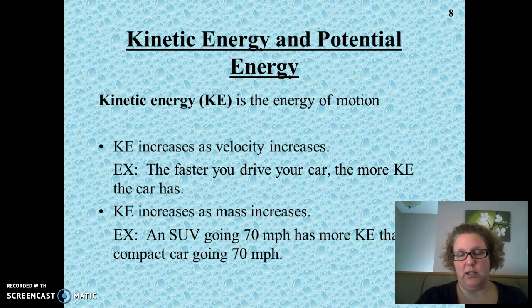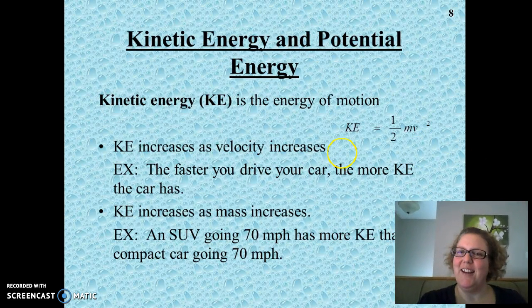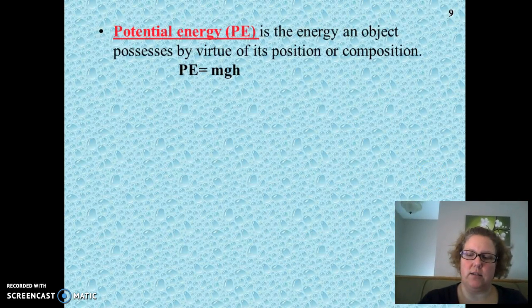So an SUV going 70 miles an hour is going to have more kinetic energy than a compact car going 70 miles an hour. And there's your formula for kinetic energy. Remember, the mass has to be in kilograms when you're using this equation. All right, potential energy has its own formula.